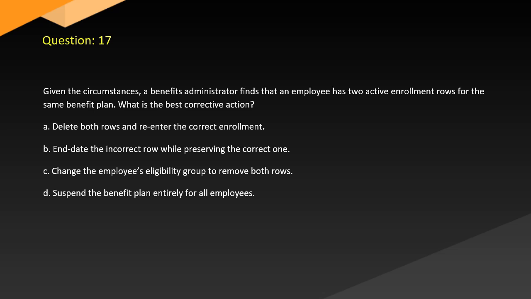Question 17. Given the circumstances, a benefits administrator finds that an employee has two active enrollment rows for the same benefit plan. What is the best corrective action? A. Delete both rows and re-enter the correct enrollment. B. End date the incorrect row while preserving the correct one. C. Change the employee's eligibility group to remove both rows. D. Suspend the benefit plan entirely for all employees.